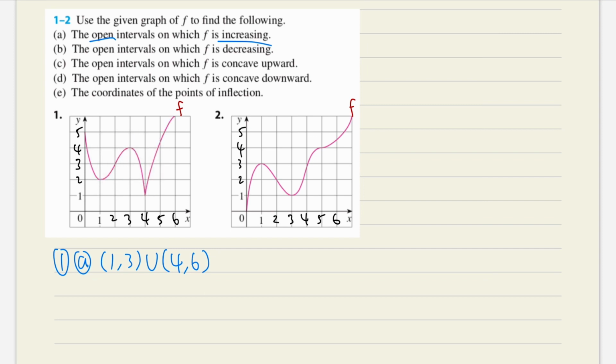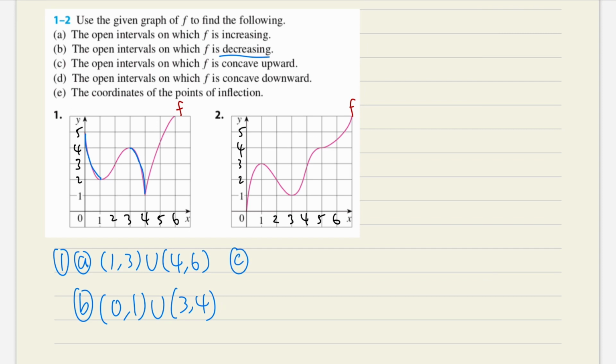Now, continue. Next, we are going to find out where the function is decreasing. It will be from 0 to 1, and then from 3 to 4. Just these two. So let's go ahead and write that down. B: from 0 to 1, union from 3 to 4.